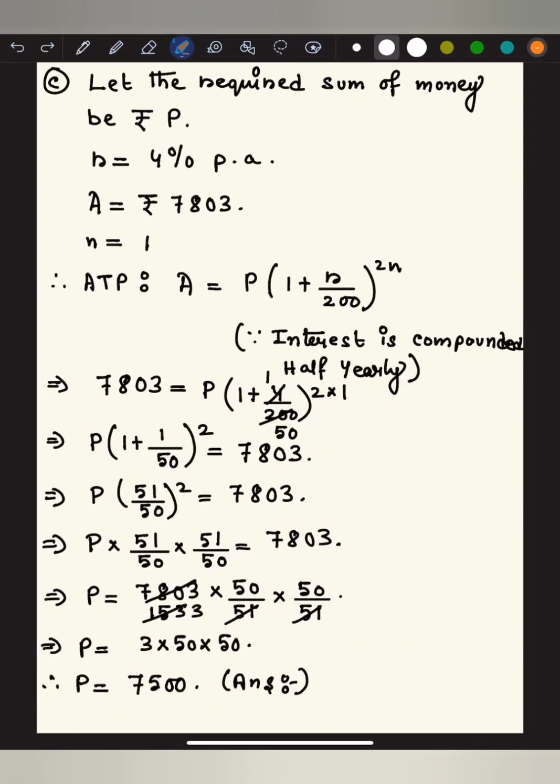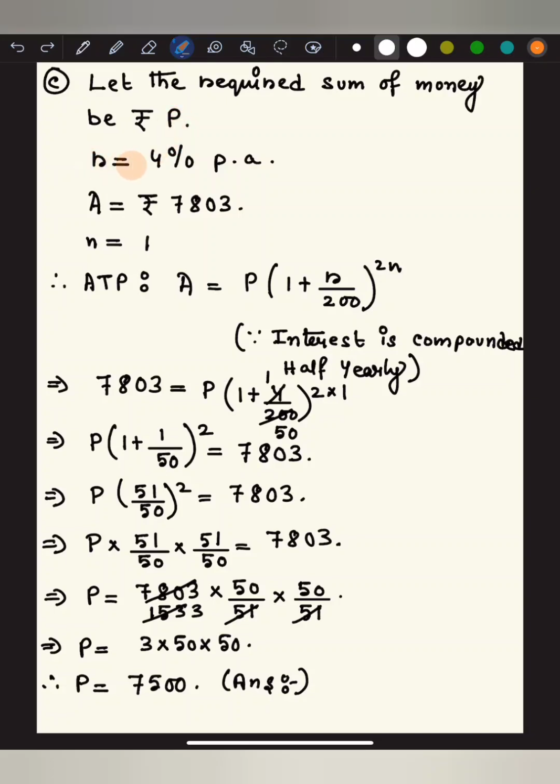Okay, let's come to question support C. The question here is: what sum invested at 4% per annum compounded semi-annually amounts to rupees 7803 at the end of 1 year. Since we are asked to find the sum of money, let the required sum of money be rupees p.